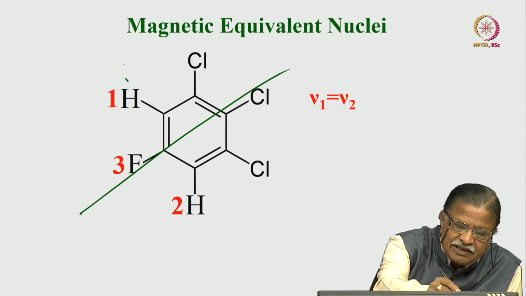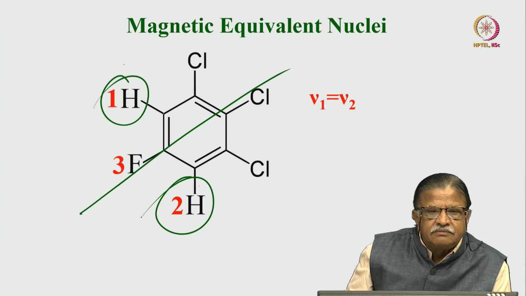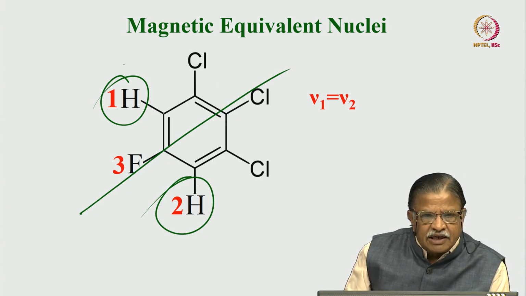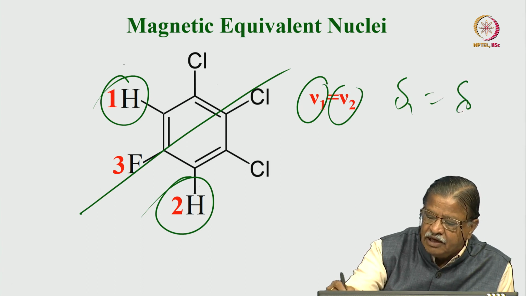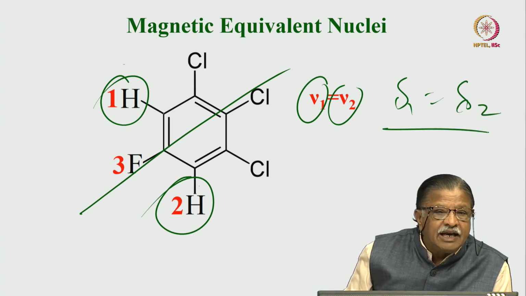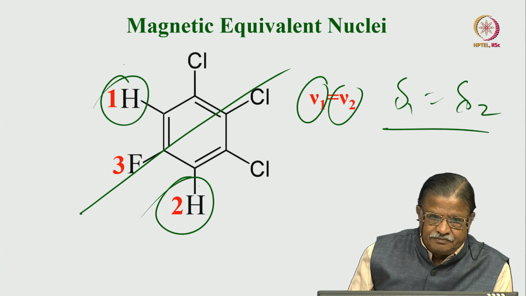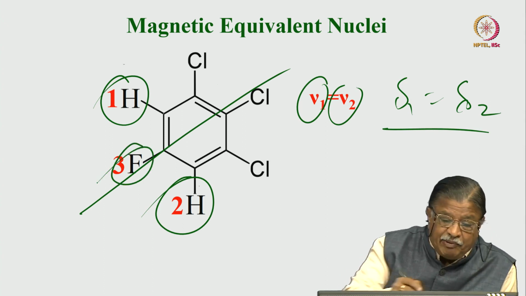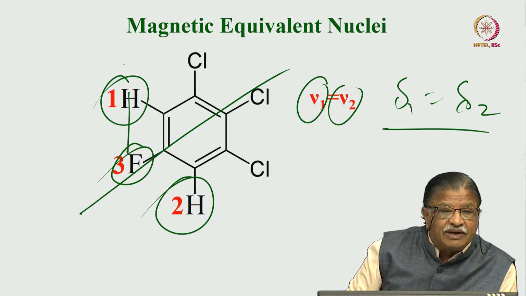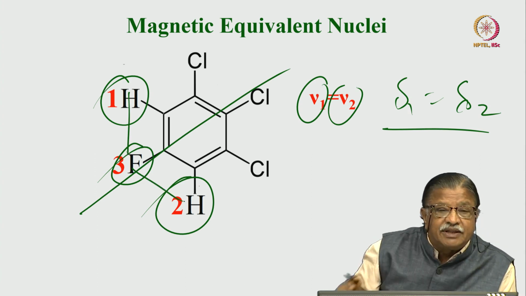Because of the symmetry, this proton and this proton are chemically equivalent. The chemical shift is the same: delta 1 equals delta 2. They are chemically equivalent. Now the fluorine is there. There can be a coupling between proton 1 and fluorine 3, and there can be a coupling between 2 and 3.